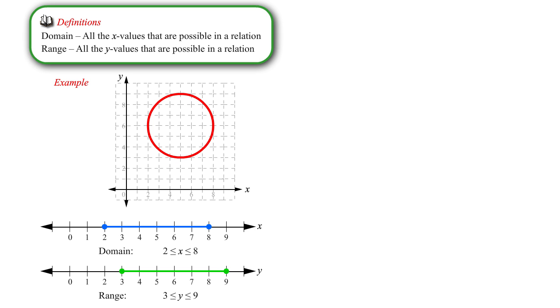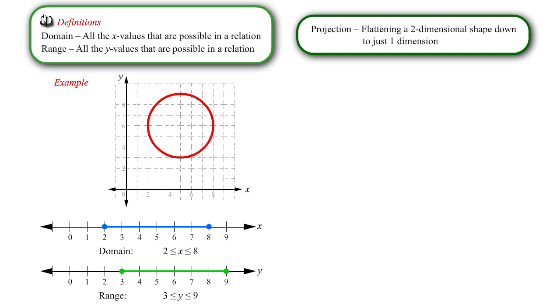What we have just done here is called taking the projection. A projection is taking a 2D object and flattening it down to just one dimension. We have done this here to discover the domain. We projected the circle down to the x-axis to find the domain, and then projected it to the left to the y-axis to find the range. We can do this with any graph to find the domain and range.